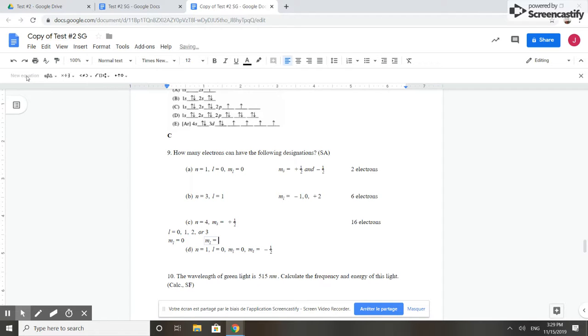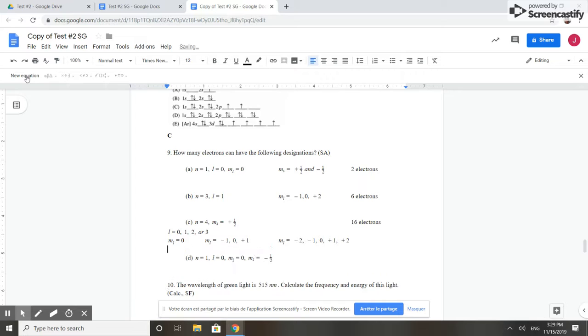I also have ML is equal to negative 1, 0, or positive 1. And then I have that ML is equal to negative 2, negative 1, 0, plus 1, plus 2. And then I also have it being equal to negative 3, negative 2, negative 1, 0, plus 1, plus 2, plus 3. Each one of these ML values, I'm not multiplying it by 2 because the question says that MS is plus 1/2. Add it all together and you get 16.